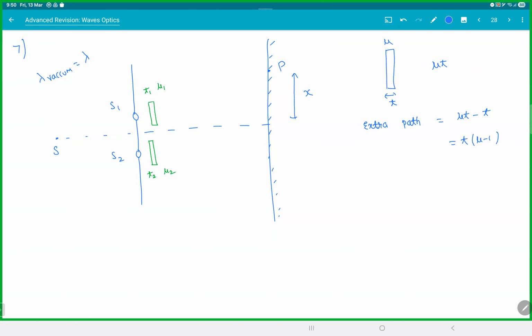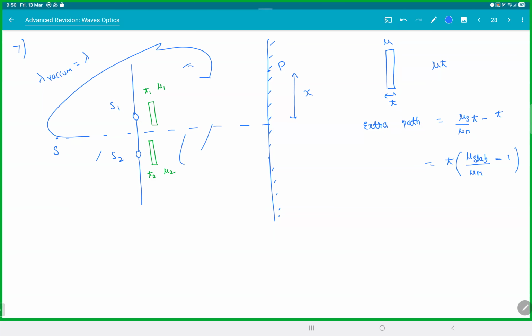Is that clear, everyone? If it is surrounded by a medium, then it would have been mu slab by mu medium into T minus T. So this is the actual formula. Whenever you pass through a slab, the extra path difference it creates is T into mu slab by mu medium minus 1. Clear with this? The mu medium is the medium present in this whole thing, whatever it is. Then the light ray will go like this. The story is the same. So what is the path difference?